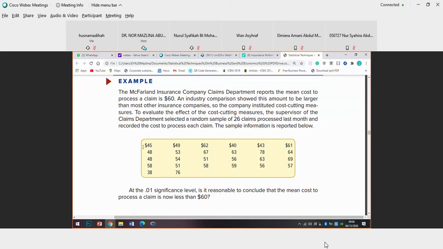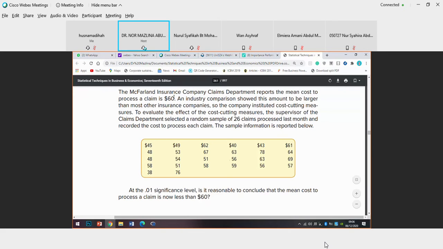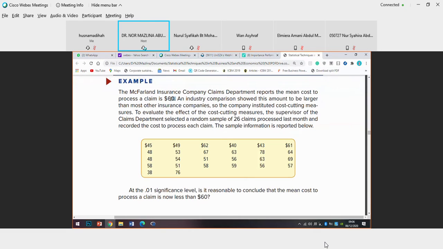Okay, jadi kita ada 26 data dan sebenarnya company ni, okay kita baca soalan. Insurance company reports mean cost to process a claim is $60. Okay, jadi awak sebagai bos dekat syarikat ni, awak rasa macam value ni agak melampau. Boleh tak kita buat sesuatu supaya cost tu menjadi kurang? Okay, jadi $60 ni is quite expensive. I mean, it's too much for our company.